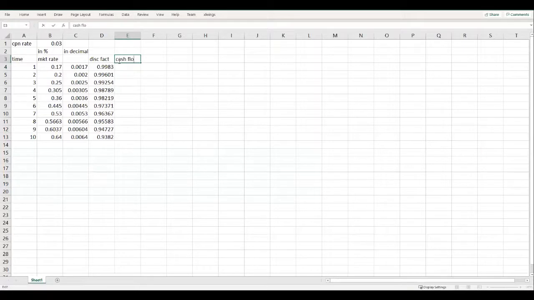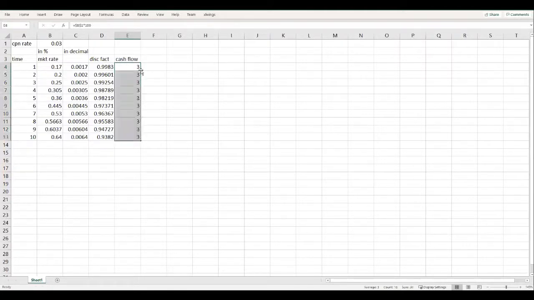So the cash flows of the bond are nothing more than coupons and the principal. So the coupon will be the coupon rate of 3% times the principal. So here I have B1, but I need to hit F4 to anchor the address B1 so that when I copy paste, this address won't change. So I take B1 multiplied by my principal, which I assume to be $100. Therefore, I have a $3 coupon for every year.